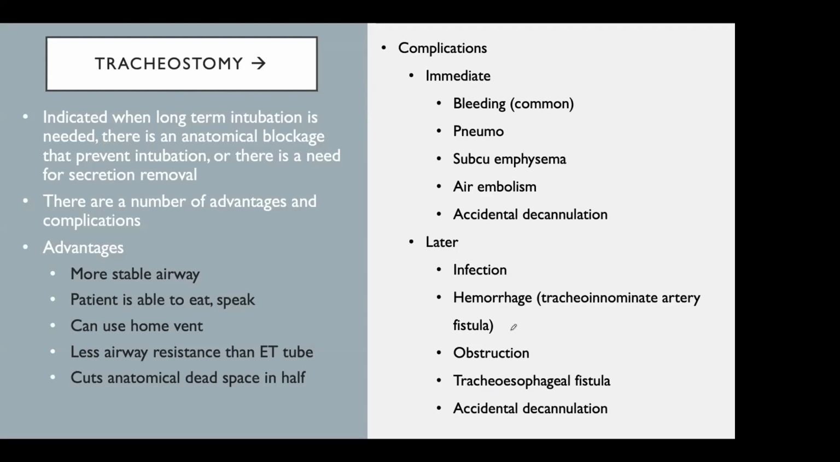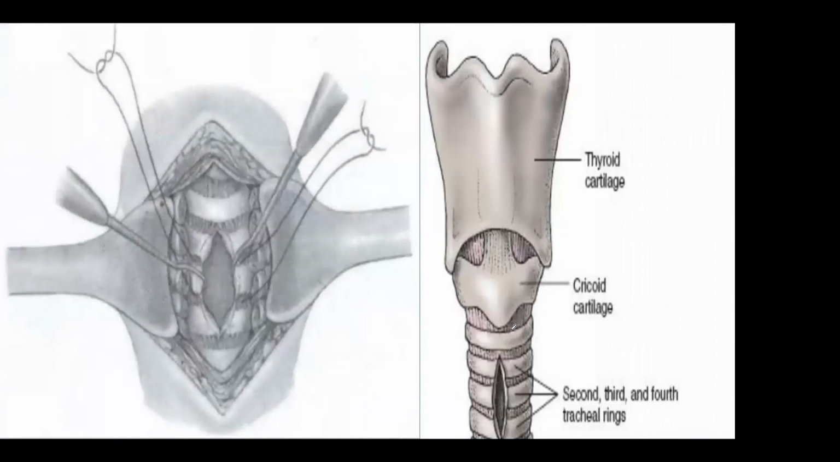Of course, obstruction. As these patients start to recover, their secretions at first will be generally tremendous, with the blood and all that. Yeah, obstruction is definitely a big thing. You can cause a tracheoesophageal fistula, just like we could a tracheoinnominate fistula. And of course, accidental decannulation.